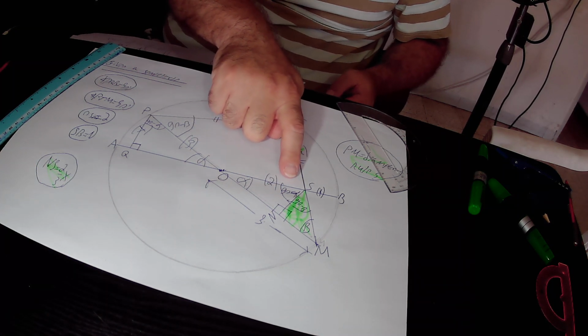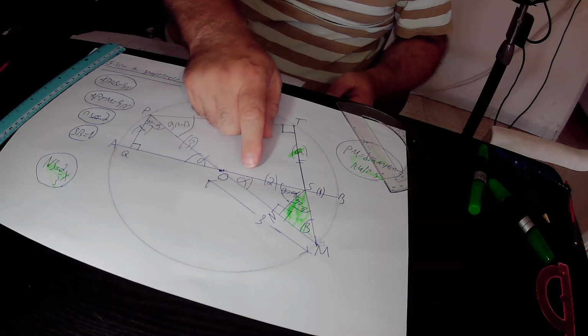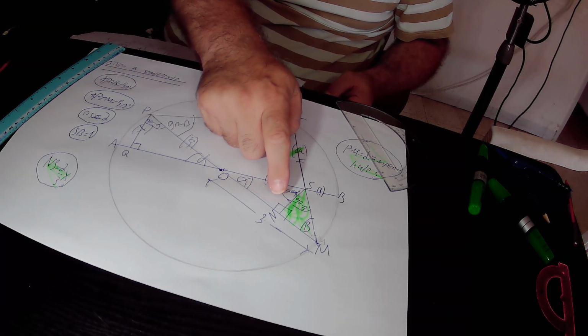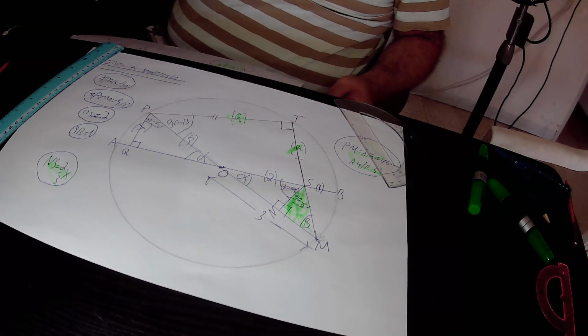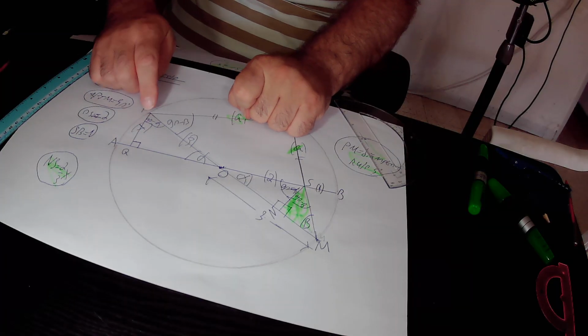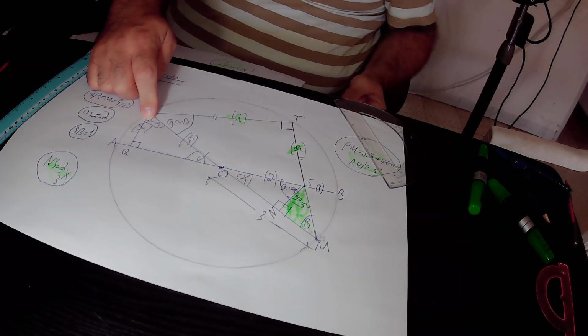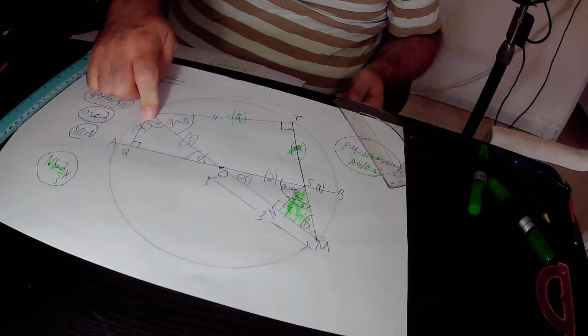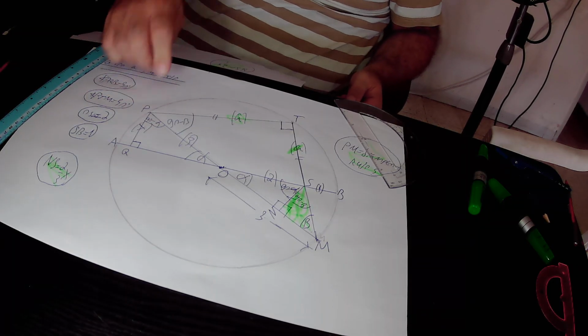Why? Because 90 degrees minus alpha plus alpha is 90 degrees, and 90 degrees plus 90 degrees equals 180 degrees, that is the sum of the angles in a triangle. Likewise, in the upper right triangle PQO, this angle equals alpha, this angle equals 90 degrees, and therefore this first angle must be equal to 90 degrees minus alpha, according to the rule that the sum of the angles in a triangle is equal to 180 degrees.